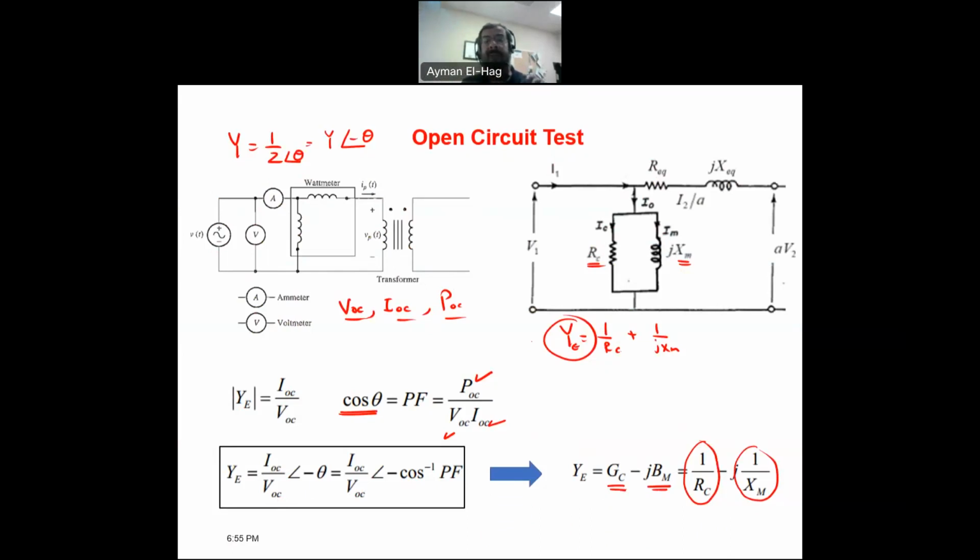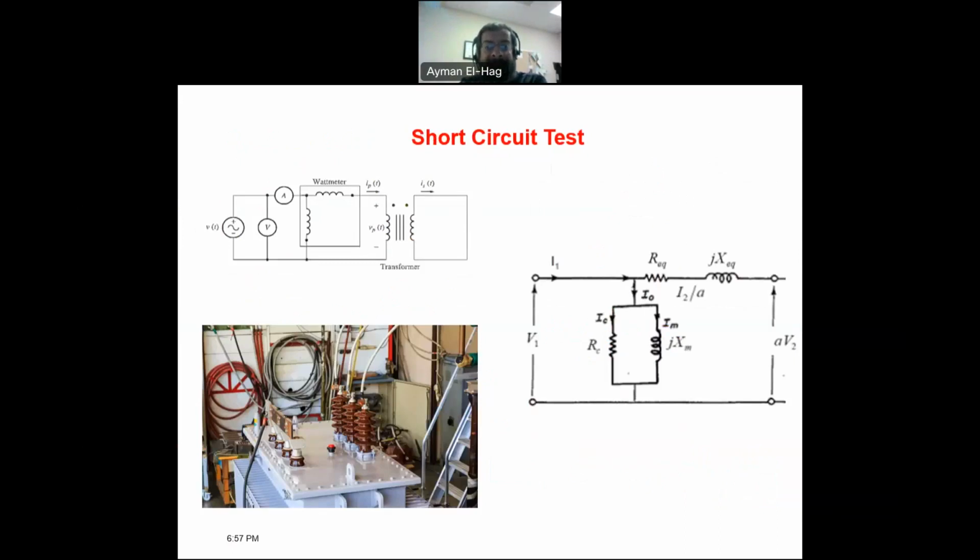The question is, can we apply or reverse the test, meaning applying the rated voltage from the high voltage side and not from the low voltage side? Of course we can. However, it is more economical to have a generator that can supply the rated low voltage side than a generator that can supply the rated high voltage side. So this is why we always do that. We always apply the rated voltage to the low voltage side of the transformer, and we open circuit the other side of the transformer.